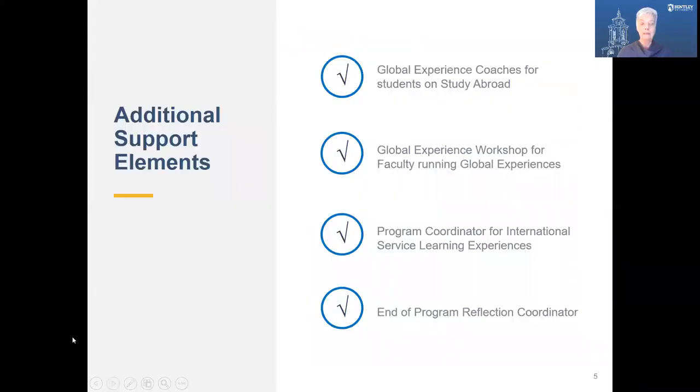In addition to these, we recognized that there were some support elements required. One is that we would have to have global experience coaches for students on study abroad. The second is we would have to run workshops for faculty who were not familiar with running faculty-led programs or other kinds of global experiences. The third is to have a program coordinator for international service learning experience. And the fourth is to have somebody who would actually coordinate and monitor the end of program reflections. So there were some structural elements that were required in addition to the curriculum program that is described.